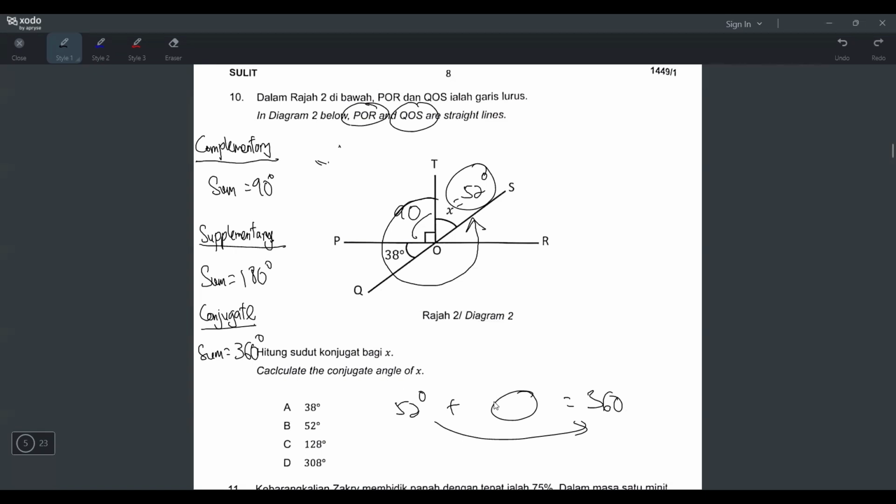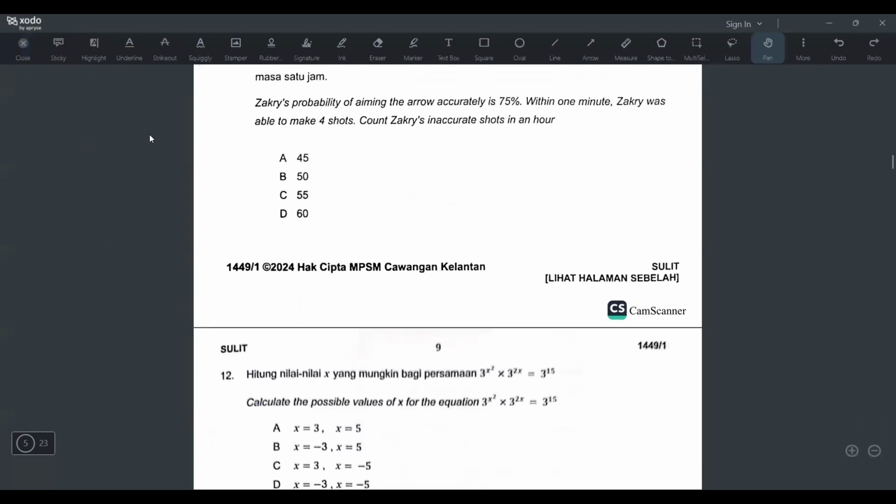Okay, don't call it X. Let's call it Y. So how to get your Y is 360 minus 52. So if you press the calculator, you will get your answer. All right, my calculator gives me 308. So number 10 answer is D. Okay, all right, that's all.